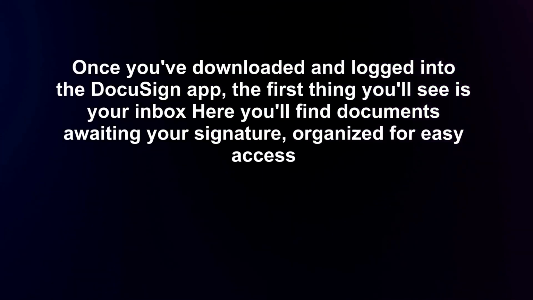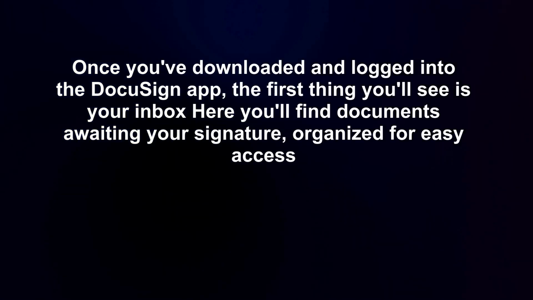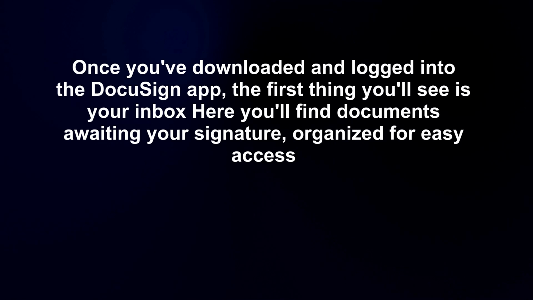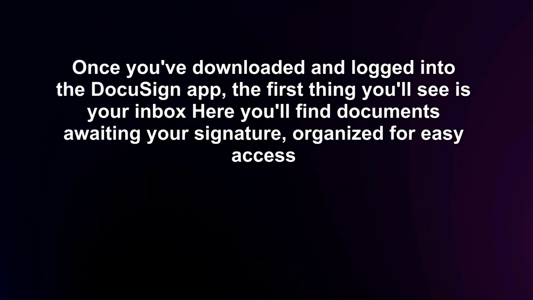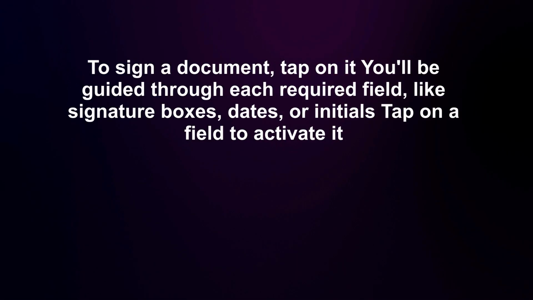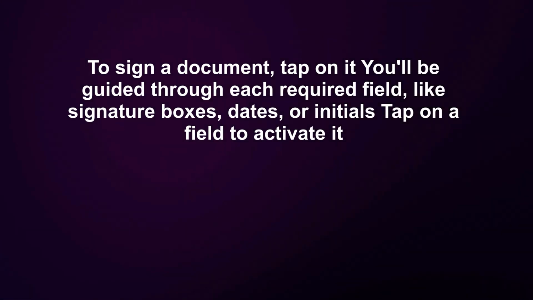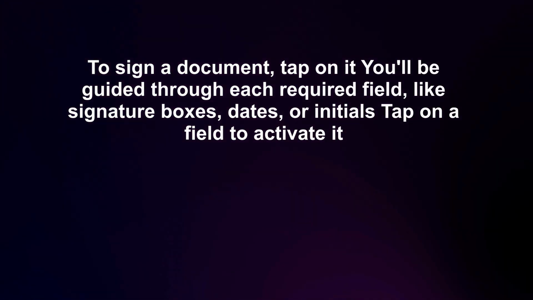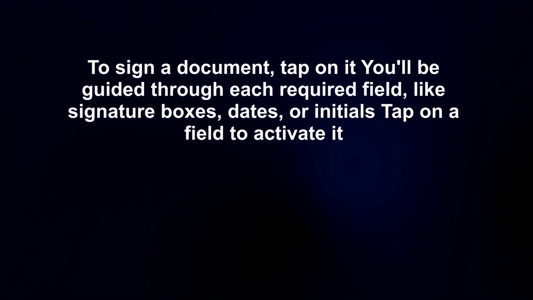Once you've downloaded and logged into the Docusign app, the first thing you'll see is your inbox. Here you'll find documents awaiting your signature, organized for easy access. To sign a document, tap on it. You'll be guided through each required field, like signature boxes, dates, or initials.